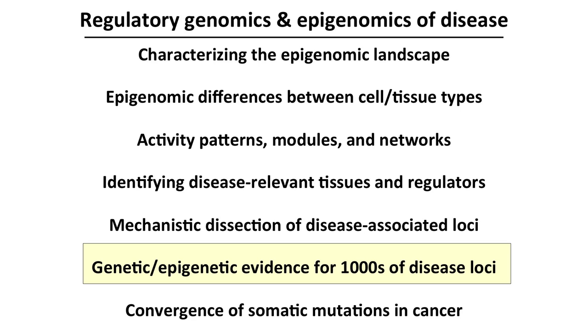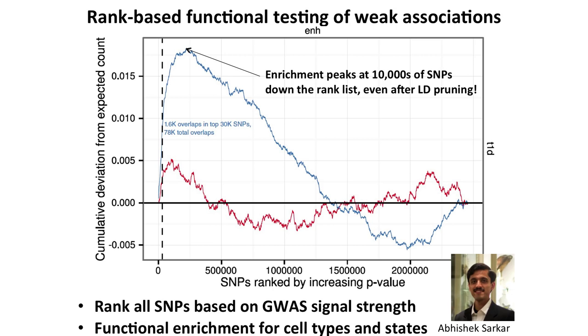All right. So lastly, in the last few minutes of the talk, I'm going to tell you how we can go beyond these individual variants, which take many, many years to dissect. I want to give a little more of a discouraging note that we're nowhere near done. So beyond these genome-wide associated loci that are actually significant, Abhishek Sarkar basically wanted to know how far down the rank list this enrichment continues for specific trait-relevant loci.